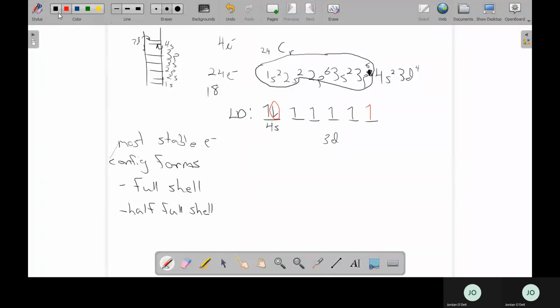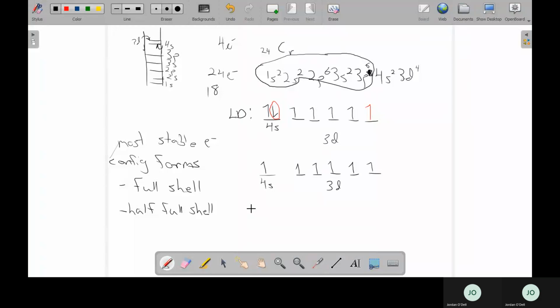And what this does, if we redraw this, so we have our 4s with 1 electron, and then we have our 5 d orbitals for our 3D shell. So we have electron, electron, electron, electron, and then our 5th electron. So what this does is this gives me 2 half-full shells. So in this case, my 2 half-full shells are going to be more energetically stable than my full 4s shell and my 3D shell with 4 electrons.